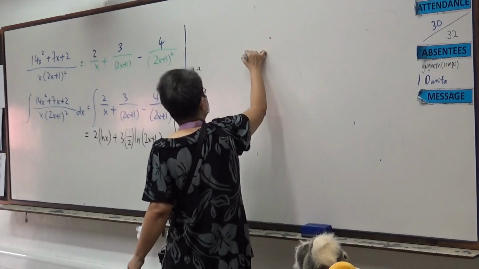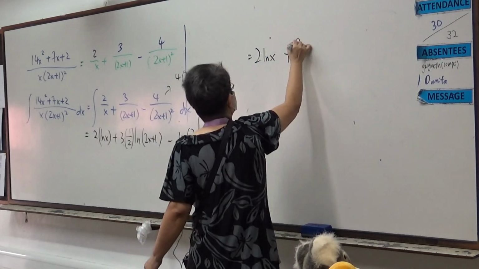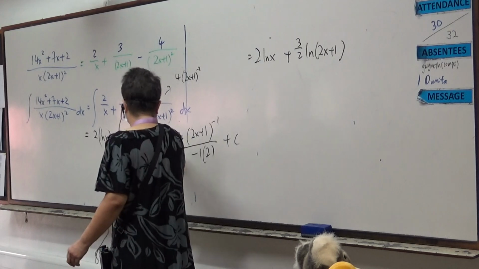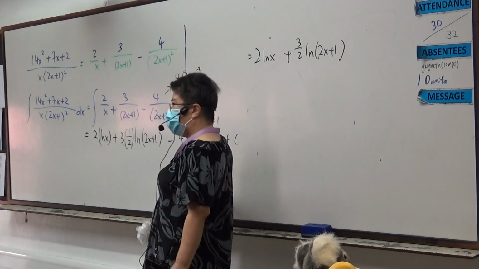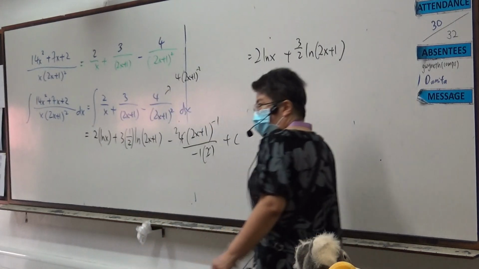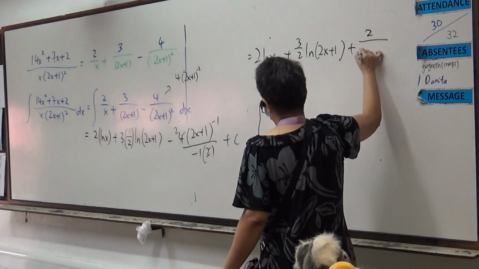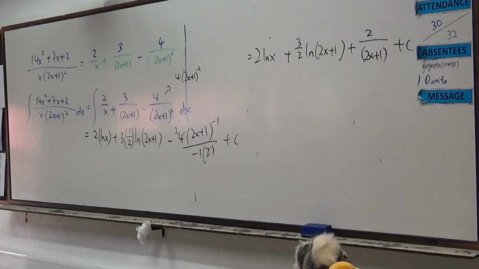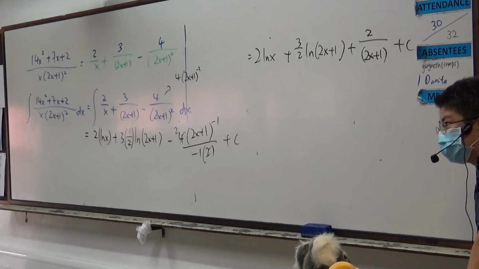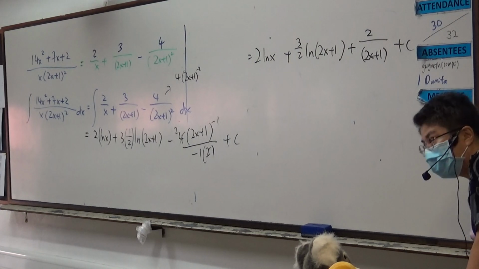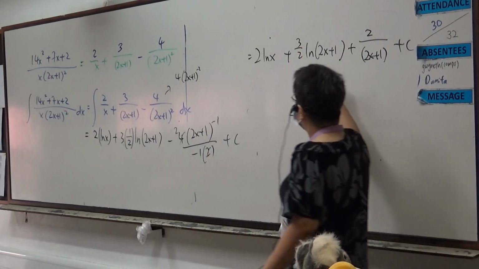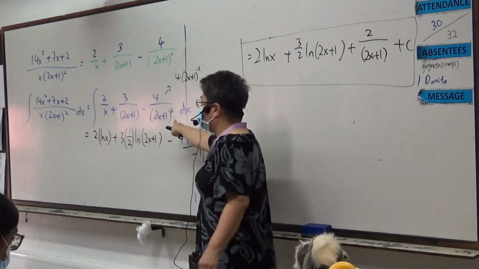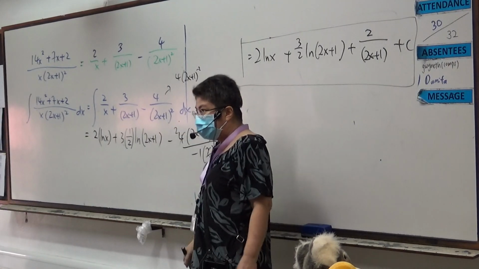Now what do I have here? 2 ln x plus 3 over 2 ln (2x plus 1). Now, this one becomes what? Positive, right? Then this one becomes what? Positive 2, right? So, positive 2 over (2x plus 1) plus c. Are we okay? Can or cannot? Can you see that this one is not easy to get? Because after you learn all the difficult ones, you forget how to integrate this one. Do you understand what I'm talking about?